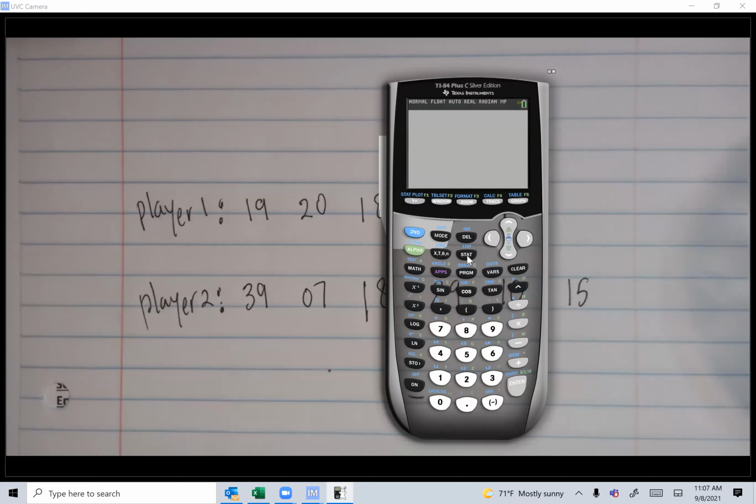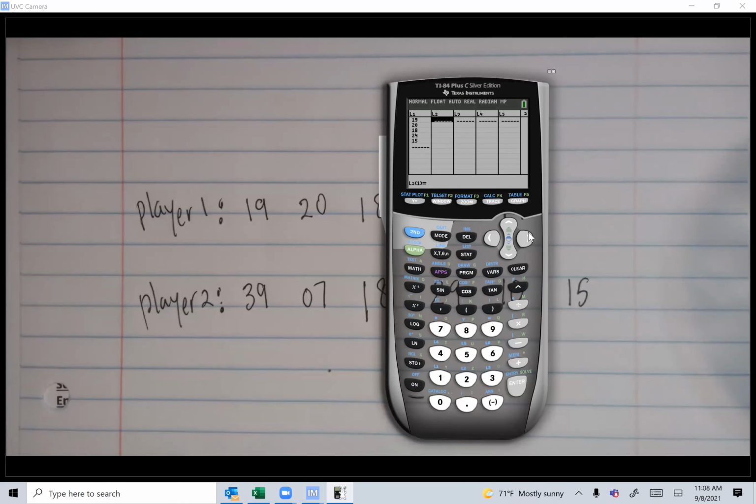So we're going to edit and put the data here: 19, 20. If you have your calculator, you can work with me. 18, 24, 15. And look what we're going to do, guys.